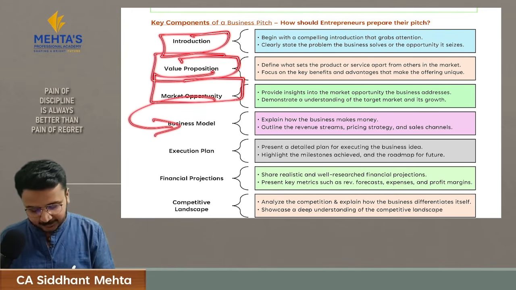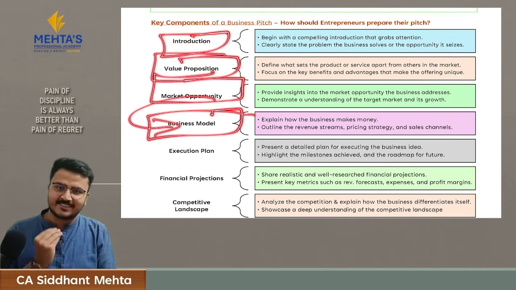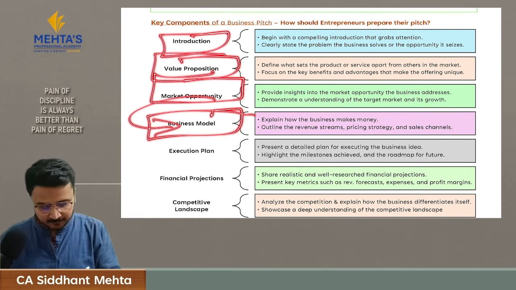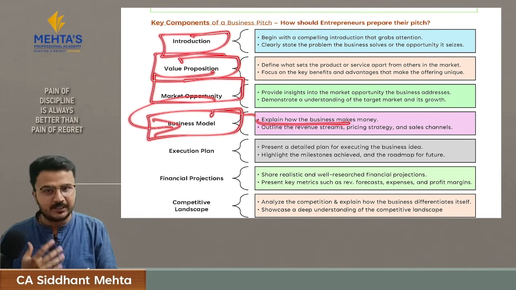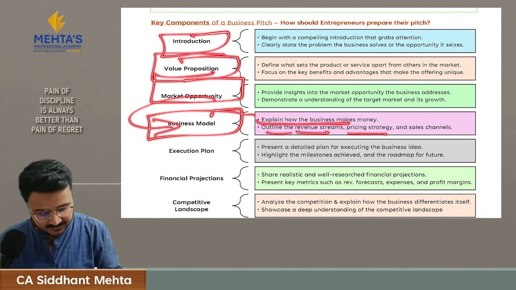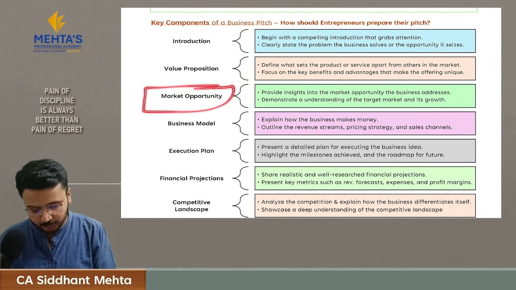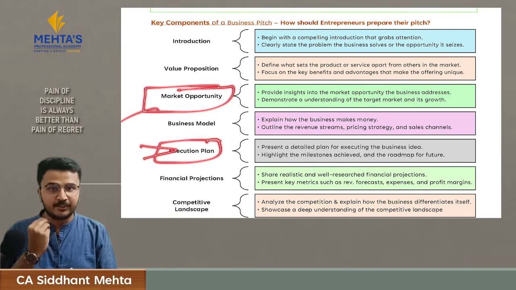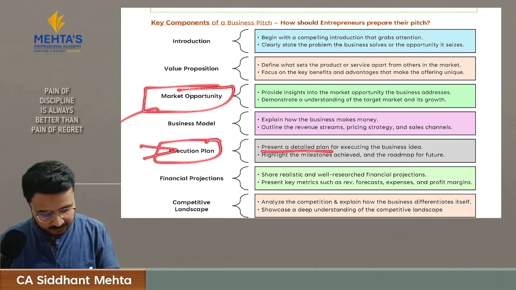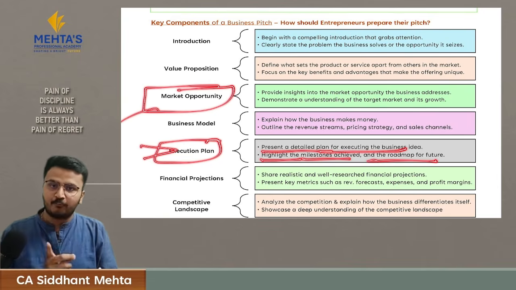अब बताओ कि तुम इससे पैसे कैसे बनाने वाले हो. टेल देम योर बिजनेस मॉडल, एक्सप्लेन हाउ द बिजनेस इज गोइंग टू मेक मनी, आउटलाइन द रेवेन्यू स्ट्रीम्स, प्राइसिंग स्ट्रैटेजी एंड सेल्स चैनल. फिर आपने ये अपॉर्चुनिटी तो बताया, अब वो अपॉर्चुनिटी के लिए आपका प्लान क्या है. टेल देम योर डिटेल्ड प्लान. Present a detailed plan for executing the business idea. Highlight the milestones achieved and the roadmap for future.